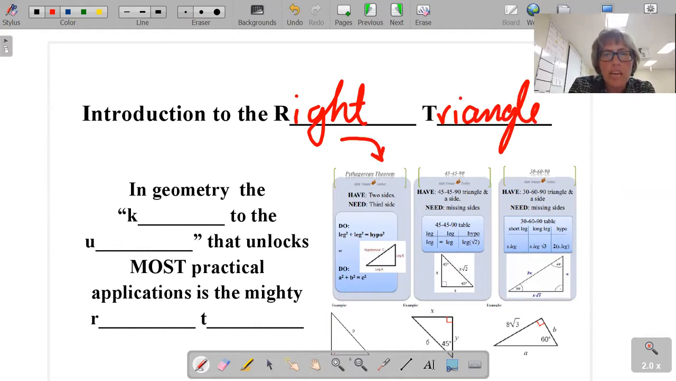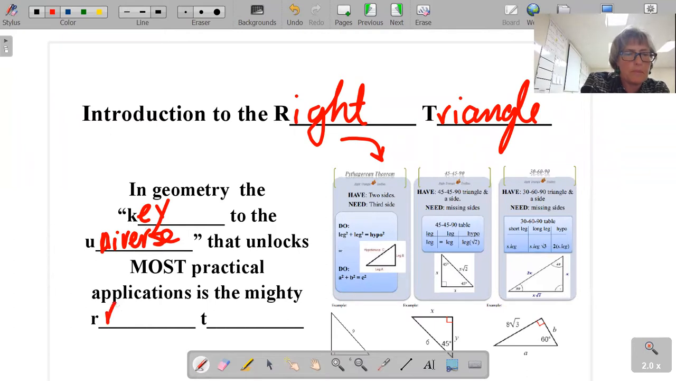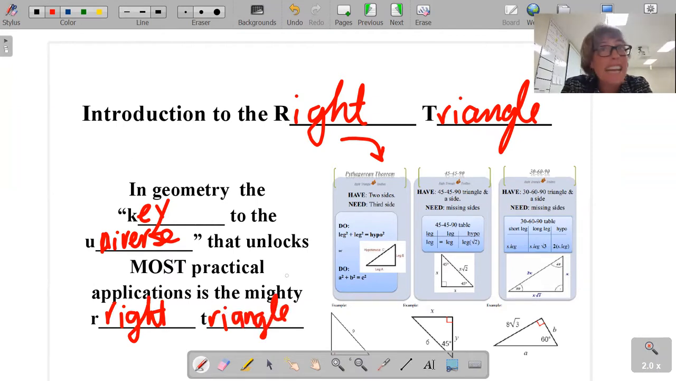This cardstock page in your reference booklet is the most important singular item in your reference booklet. That's why it's cardstock. You should actually hang on to it for literally years to come. In geometry, the key to the universe, it literally unlocks a multitude of things, is the right triangle.